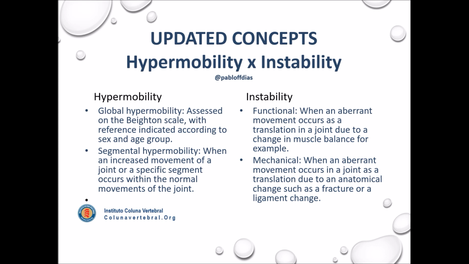And I'd like to say some concepts that are very important, because when we talk with medical doctors, physiotherapists, and also osteopaths, sometimes there is a difference in how we treat these situations. And then we have the concept of hypermobility. We must perceive that what hypermobility is depends. There is the global hypermobility, and this is evaluated by the Beighton scale, Beighton score, with reference indicated according to the sex and age group. And this doesn't mean, how can I say, a risk for instability. It doesn't mean it is associated with or related to this or not.